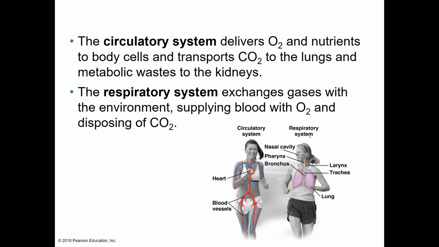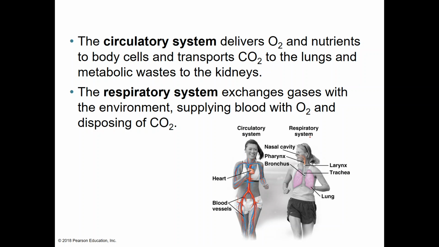So again, just diving a little bit deeper into these partnerships between organ systems, and as I mentioned, the circulatory system and the respiratory system work hand in hand and really rely heavily on one another. So the circulatory system is delivering oxygen and nutrients throughout the body's cells, and it's also carrying waste products like carbon dioxide to the lungs so that we can exhale it, and metabolic waste is taken through the bloodstream to the kidneys so that the kidneys can process those wastes. Whereas the respiratory system is exchanging the gases with the environment.